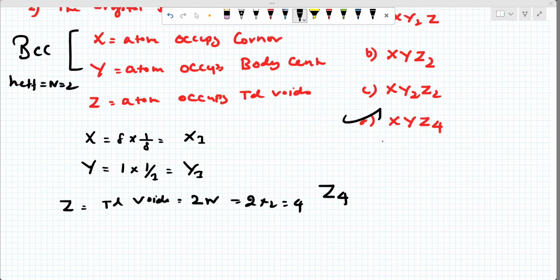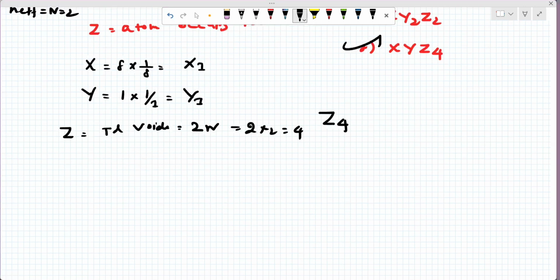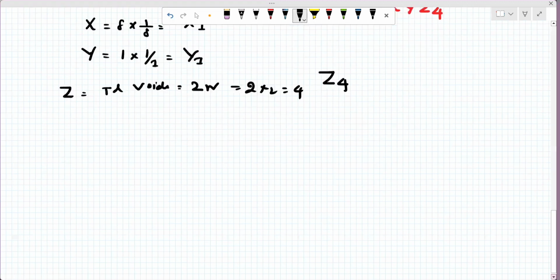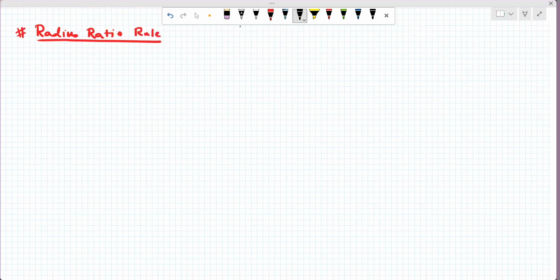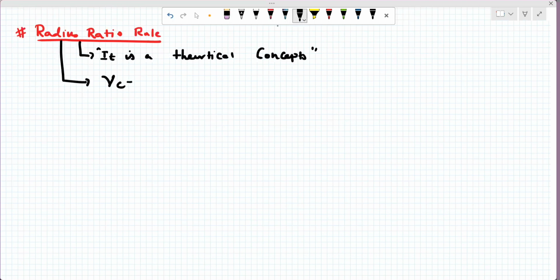Now I'm going to apply the voids concept to the radius ratio rule. Note the next concept, very important one: the radius ratio rule. It is a theoretical concept. What is radius ratio? Nothing but the radius of cation by radius of anion. That ratio is called the radius ratio rule.